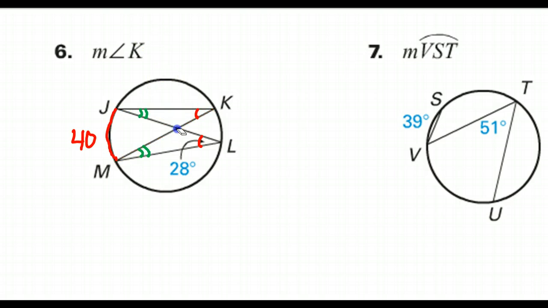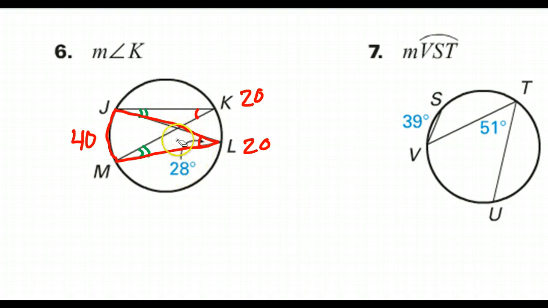But then, on the other hand, look at angle L. Angle L is in the exact same situation, using the exact same arc. So half of 40 again, angle L would be 20. So if this arc were 40, guess what? Angle K would be 20, and angle L would also be 20. Obviously, we don't know what arc JM is. Actually, we do.